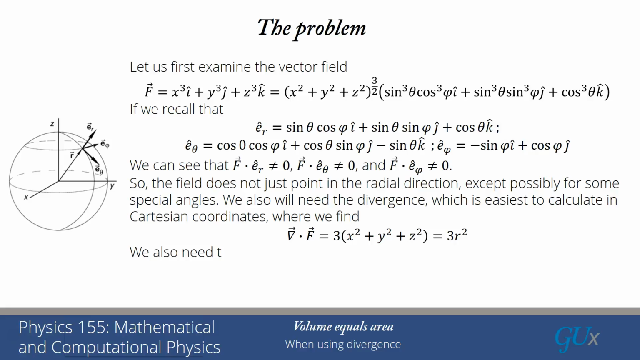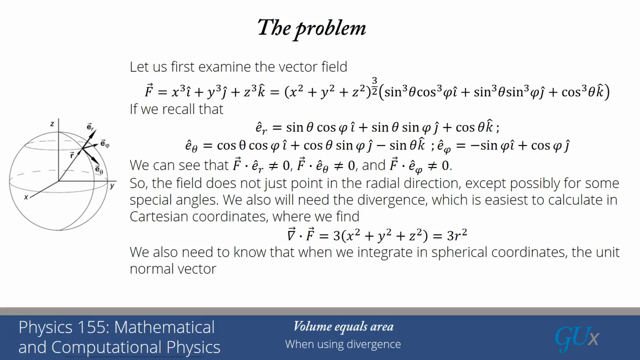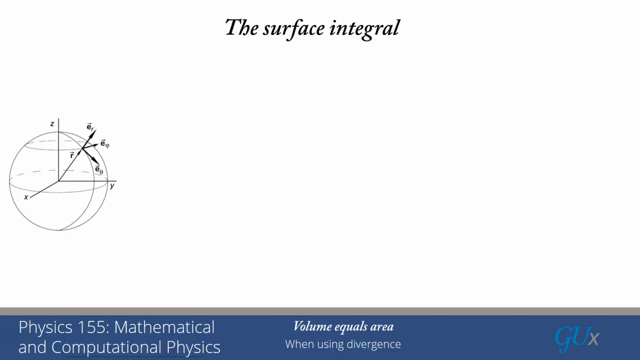And then the final thing we want to note is we're going to need to know what the unit vector is in the normal direction when we integrate over the area of the sphere, and that unit normal is of course just the radial vector E hat r. So we learn that n hat is equal to E hat r. Okay, we've got some integrals to do. Let's start with the surface integral.